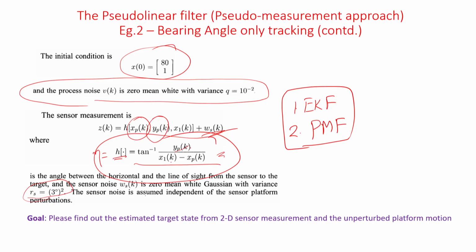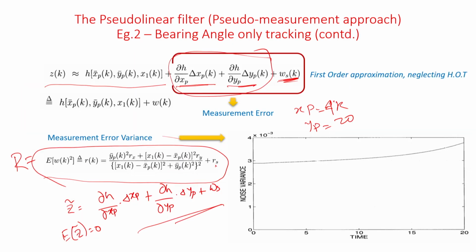Having said so, in any EKF here, it is only x1 that I can estimate to some extent, but my x1 estimate is not very accurate, because I do not have any range and so on. So with this example, I am telling you the result: EKF will diverge, but the pseudo measurement filter will converge.